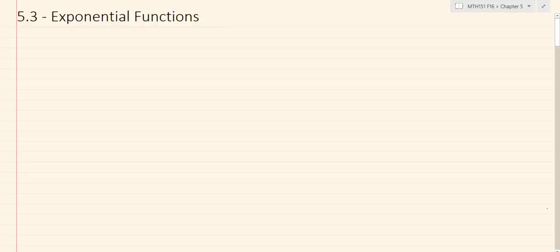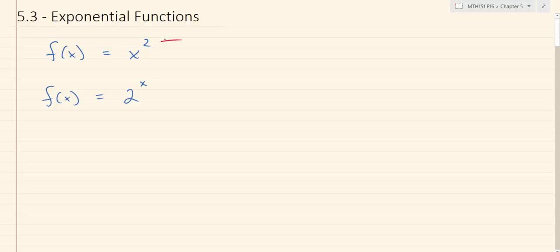This is 5.3, exponential functions, and let's take a look at the difference between two different types of functions. So here's one function, f of x equals x squared, and here's the other function, f of x equals 2 to the x. Now you'll notice that these both have a base, and they both have exponents. So you might say, well, they're both exponential functions. There's a big difference between these two.